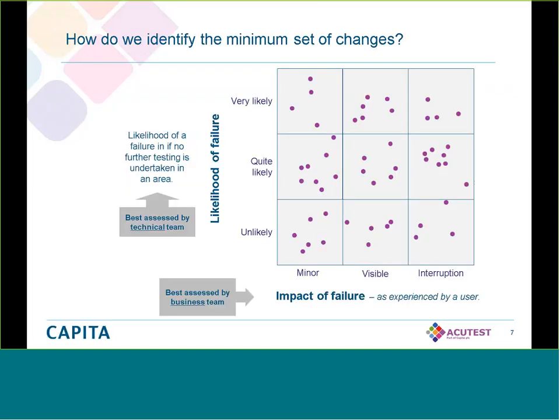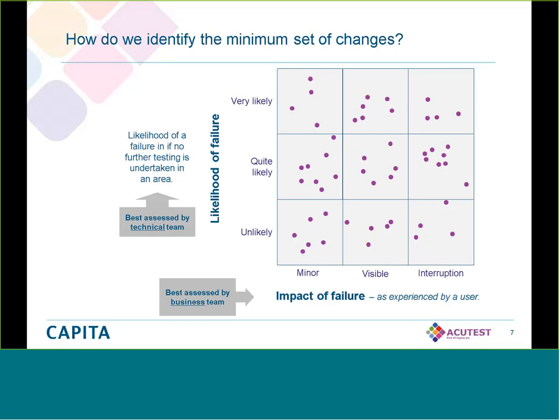So what do we say? How do we identify the minimum set of changes? And here we have a risk grid, which we use regularly because we find it a good formula. And we say, for the changes we've got, what's the impact on the business? This is the bottom axis here. What's the impact if this were to fail?